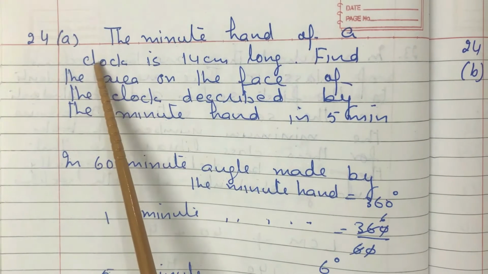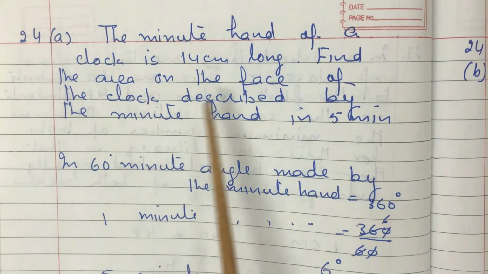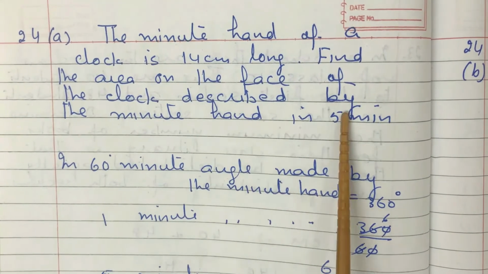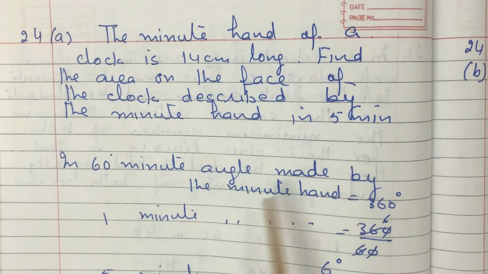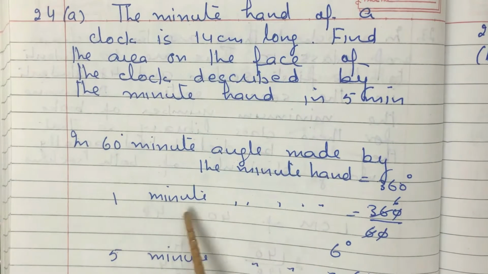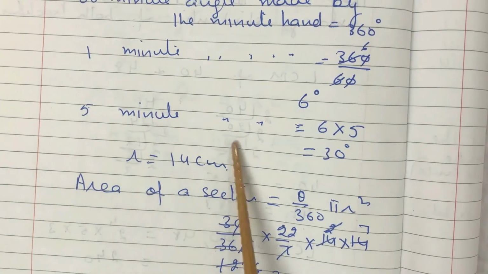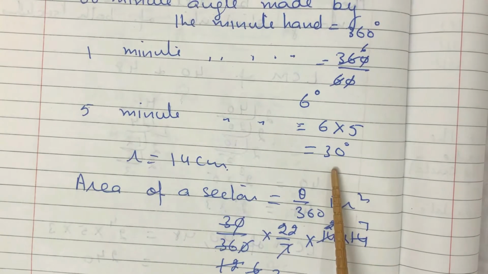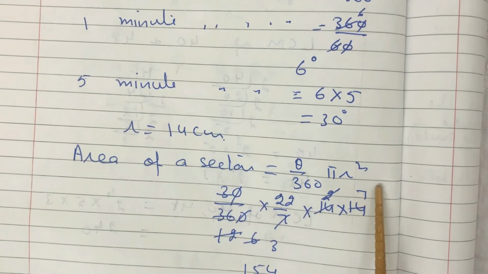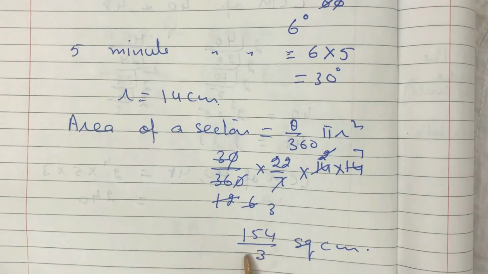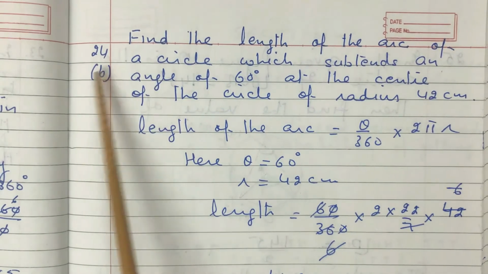Now 24th A part. The minute hand of a clock is 14 cm long. Find the area on the face of the clock described by the minute hand in 5 minutes. How will you do this? In 60 minutes, the angle made by the minute hand is 360 degree. In 1 minute, the angle made is 360 upon 60, that is 6 degree. In 5 minutes, the angle made by the minute hand is 6 into 5, that is 30 degree. R here is 14 centimeter. So area of the sector is theta by 360 pi r square. And you will calculate it. You will get 154 upon 3 square centimeter. That is the answer.